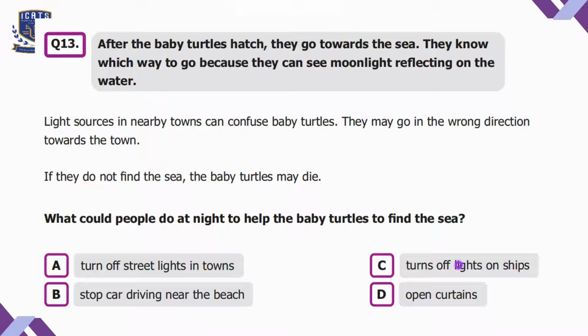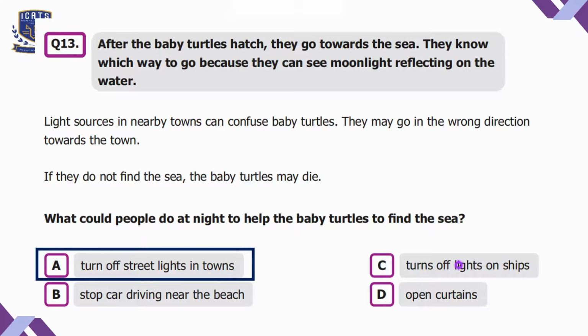It can be useful if the ships are too near the shore. Otherwise, there is no use of it because the major issue is the lights from the towns. Option D is open curtains. It will definitely increase the light source in the town, so it will just make the problem worse. So we will select option A here, turn off street lights in towns.